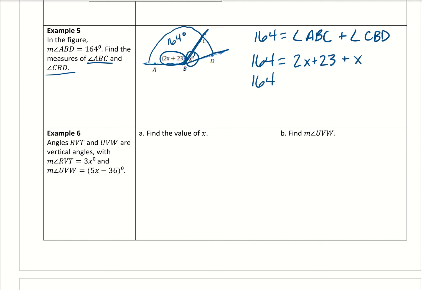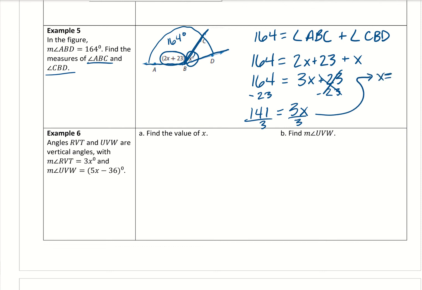From there we can just solve. So we get 3x plus 23. Subtract 23 from both sides. They'll cancel on the right, and on the left we get 141 equals 3x. And then if we divide both sides by 3, that will give us x equals 47 is what I got. And you can type that into your calculator if you need to. So we got that x equals 47, but that's not our problem, right?